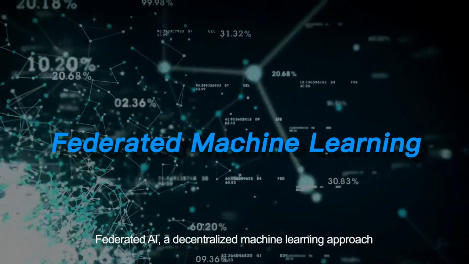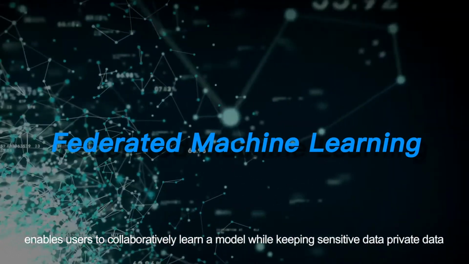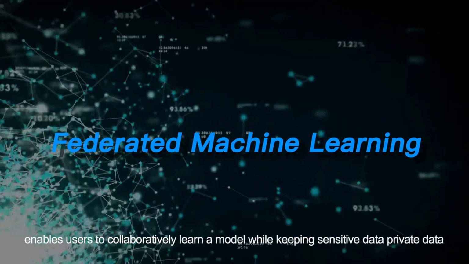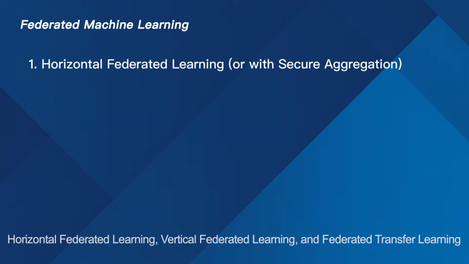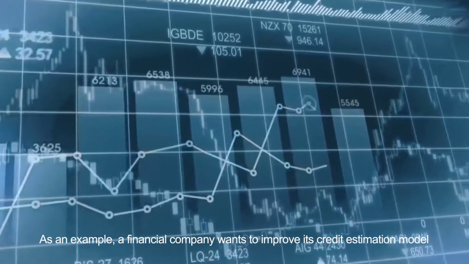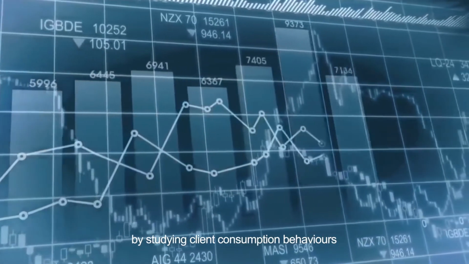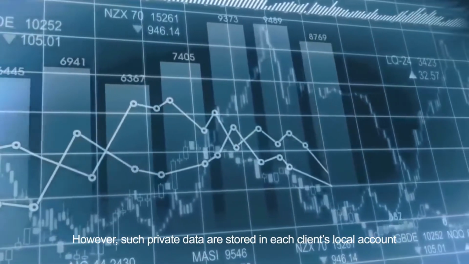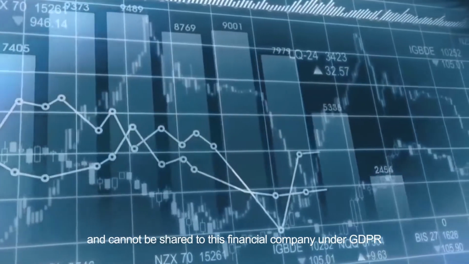Federated AI, a decentralized machine learning approach, enables users to collaboratively learn a model while keeping sensitive data private. In this video, we explain three main types of federated AI: horizontal federated learning, vertical federated learning, and federated transfer learning. As an example, a financial company wants to improve its credit estimation model by studying client consumption behaviors. However, such private data are stored in each client's local account and cannot be shared to a financial company under GDPR.